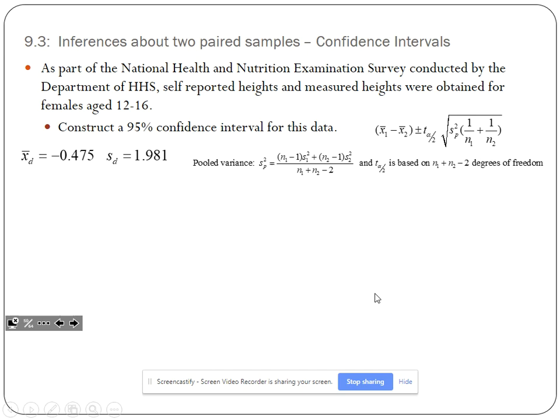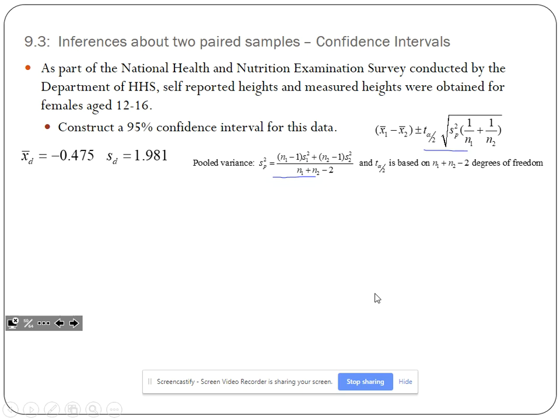I put the equations on here. They look a little scary, especially this one, right? These equations are if you wanted to do it by hand using list 1 and list 2, using the measured and the reported heights. I recommend finding the difference and going from there because it makes it a little bit easier. It's just a standard confidence interval for T statistic. But I did want to put them up here just to show you.